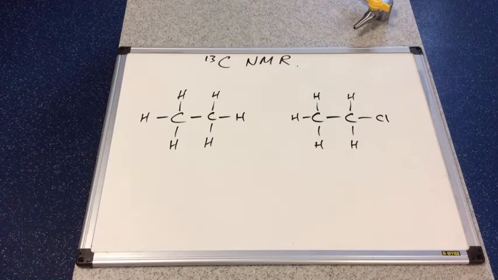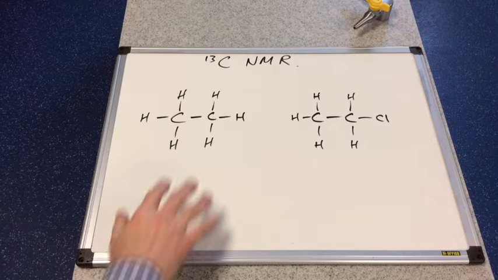So in this video I'm going to look at carbon-13 NMR. In the previous video we established that nuclei with odd numbers of nucleons possess a magnetic moment, or a property called spin, and they can therefore absorb radio waves, and that flips their spin state round from the low energy spin state into the high energy spin state.